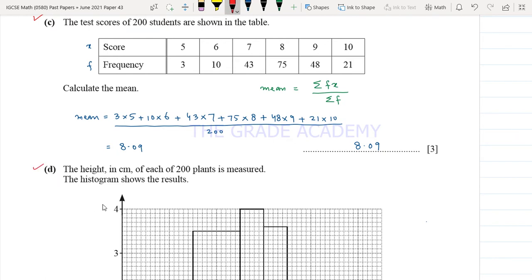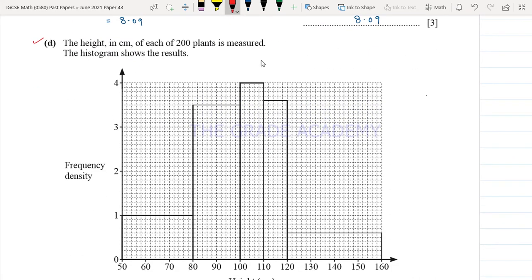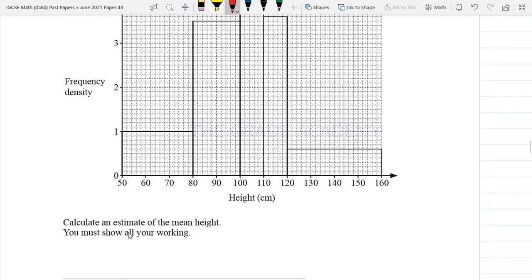So now let us do part D of the question. The height in centimeters of each of 200 plants is measured. The histogram shows the result. So this is our histogram, which shows frequency density on the vertical axis and the height in centimeters on the horizontal axis. We have to calculate an estimate of the mean height. So we have to calculate the mean from this frequency density diagram, or the histogram.